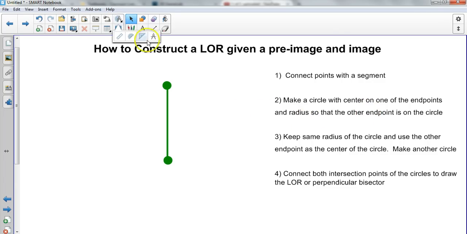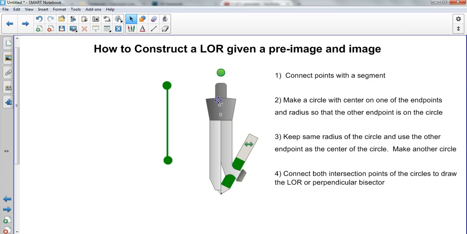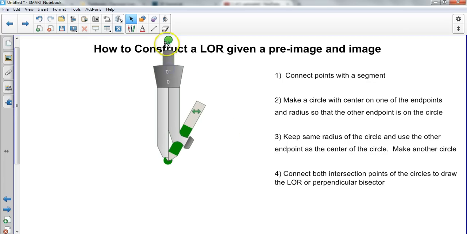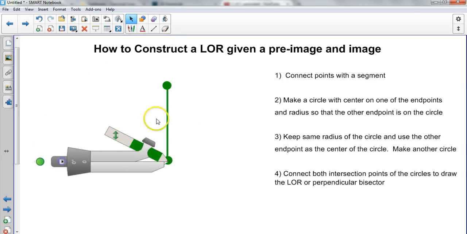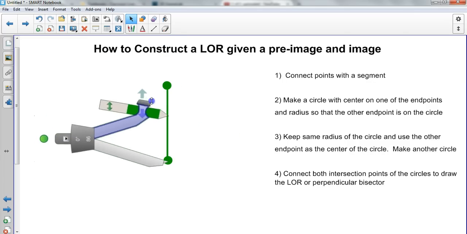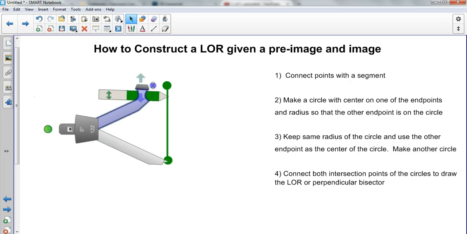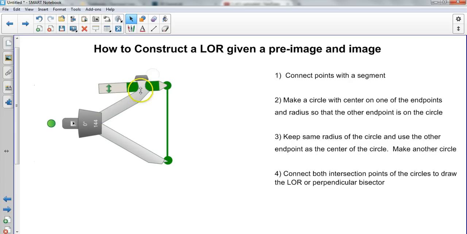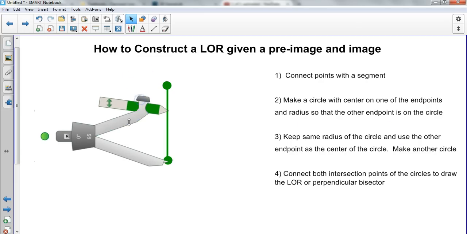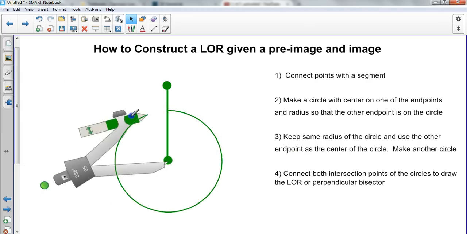I'm going to grab my compass tool to make my circle. I'm going to put the pointy end on one of the endpoints, and then I'm going to make my radius. Really, all I have to do is go over halfway. I say use the other endpoint just because it's a nice guideline to have there, but we don't have to by any means. Even though my steps say to do that, I'm just going to show you that we don't have to. I'm going to come in a little bit. Okay, so now I'm going to make my circle.